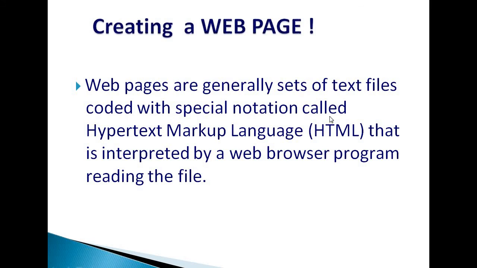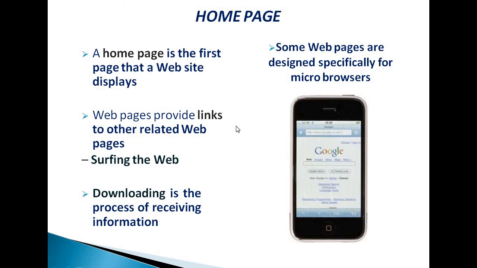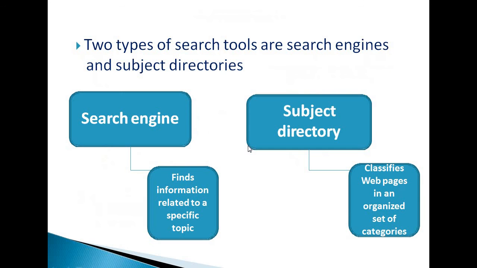So how to create a web page with the help of HTML, that is hypertext markup language. Here is the home page, the first page, which is displayed in the phone. So you can see here how a web page looks. Here are the search engines, 2 types of search engines and subject directories. Search tools use 2 types of search engines. Those search tools include 2 parts, search engines and search subject directories.